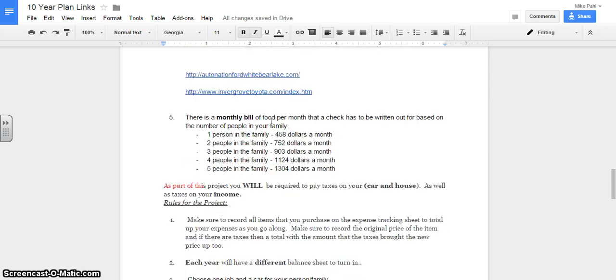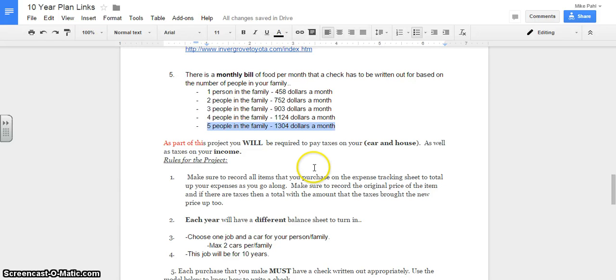The fifth thing is there is a monthly bill of food. So if you have 5 people in your family, you will be paying $1,304 a month for your family. So you have to multiply that by 12. That's your total food cost for the year. As a part of this project, you will be required to pay taxes on your car and house, as well as your taxes on your income.